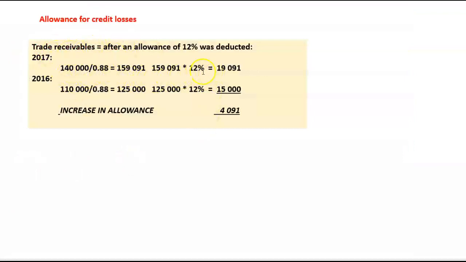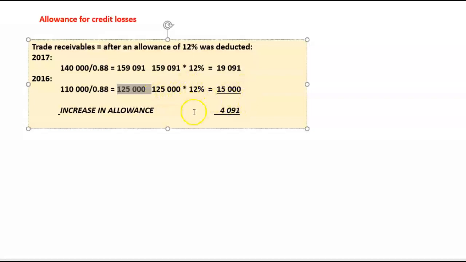Now gross debtors must have been 159,091. That times 12% will give you an allowance of 19,091. 110,000, last year's balance, equals 88% of the gross debtors. So the gross debtors was 125,000. 125,000 multiplied by 12% equals 15,000.